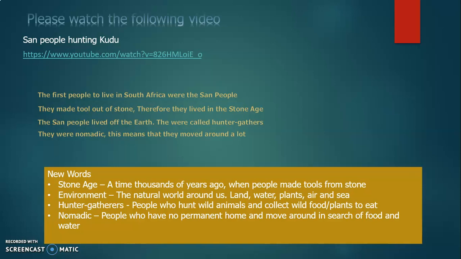Okay, they were nomadic people, which is what I explained before, is they move from place to place and they do not have a permanent home. And they will move depending on where food is and where water is. So that was what made them travel around.